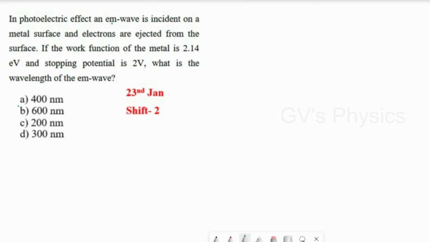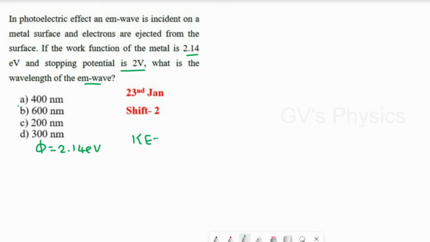Next one, in the photoelectric effect, an EM wave is incident on a metal surface and electrons are ejected from the surface. If the work function of the metal is 2.14 electron volt and the stopping potential is 2 volt, what is the wavelength of the EM wave? First we'll take the given data. They have given the work function, 2.14 electron volt, and then they have given the stopping potential. From that we can find the kinetic energy.